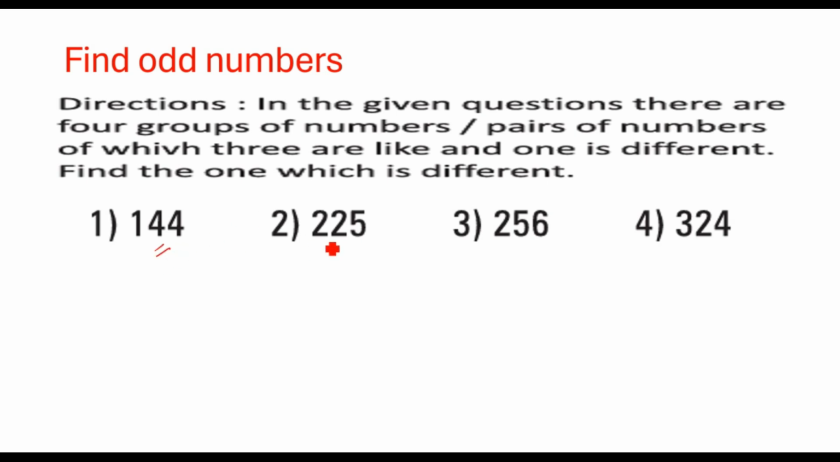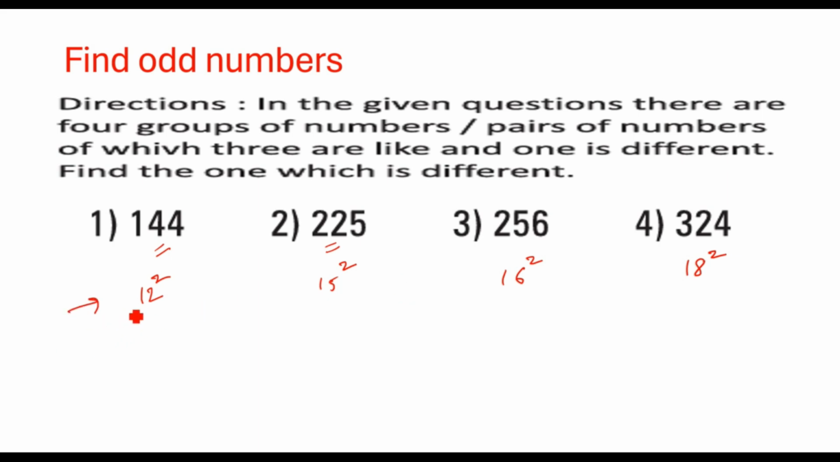Let's say we have 144 here and 225 here. So 144 is 12 square, 225 is 15 square, 256 is 16 square, and 324 is 18 square. All students preparing for the scholarship examination should know the squares up to 30. Those who can recall the squares up to 30 can do fast calculation, which is necessary to get speed and accuracy.